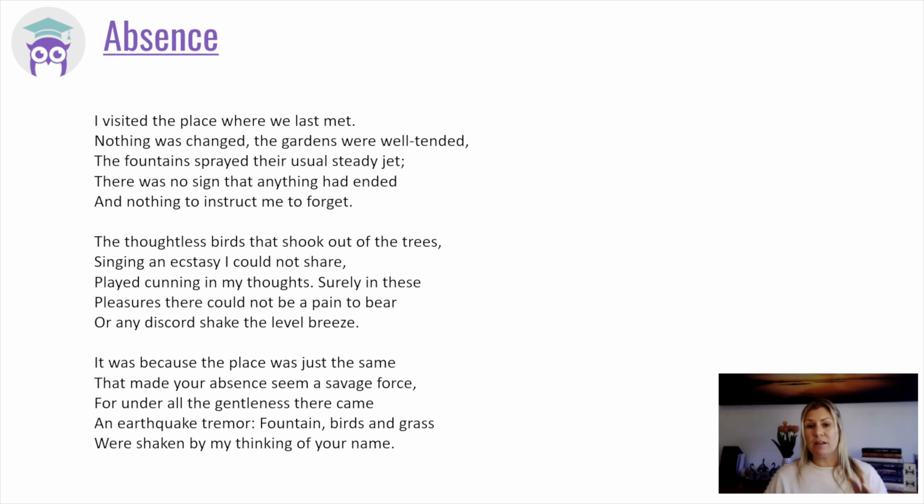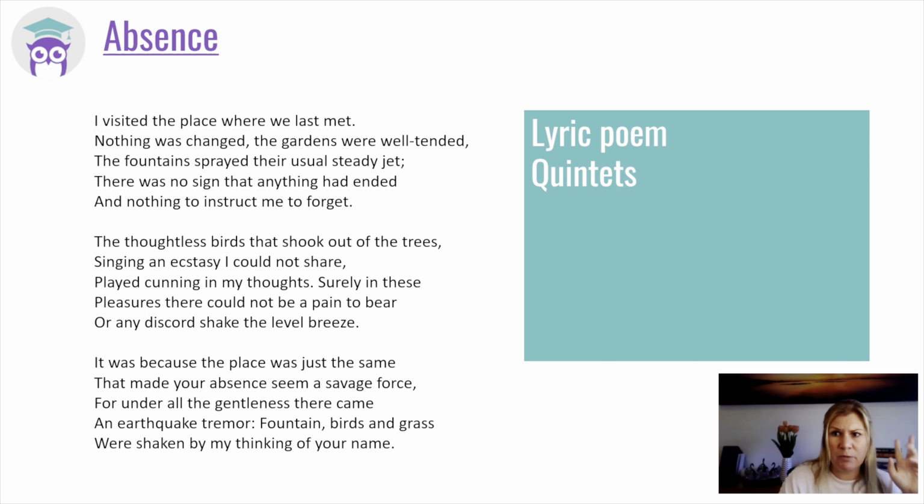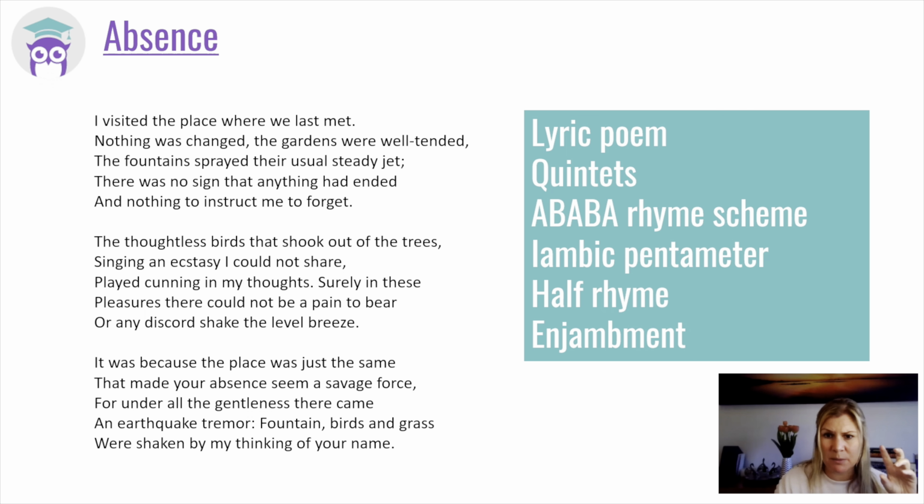And then last but in no way least, we have Absence. Good old Elizabeth Jennings. So this is another lyric poem. We've got 3 quintets. We're in ABAB rhyme scheme. It's iambic pentameter, so it's nice and regular. But what we do have is elements that break the rhythm, and that's because of enjambment, and that's also because, to a degree, of half rhymes as well.